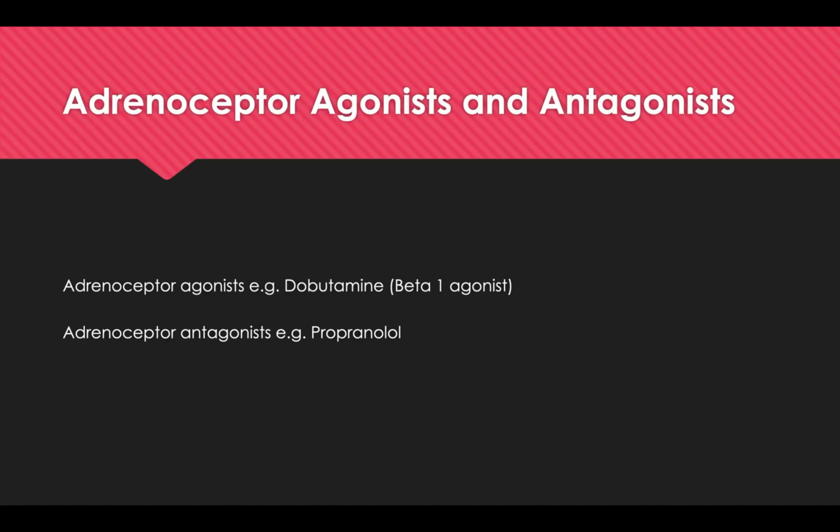So these systems can be targeted pharmacologically. Adrenoreceptor agonists, beta-1 agonists, which are specific to the heart, such as dobutamine, can be used to stimulate the effects that they have, so a faster heart rate and increased contractility. And antagonists can be used to slow down the heart rate or prevent the heart rate increasing in times of fight or flight, such as propranolol.